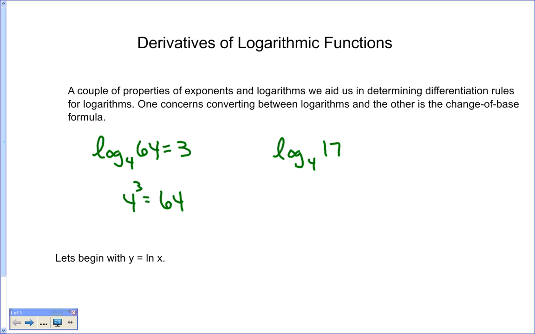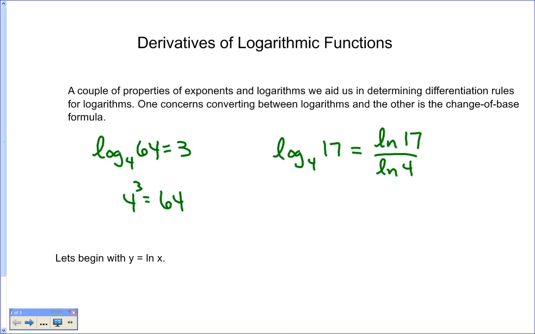So here we're going to change the base from base 4 to base e, the natural log. So the log of 17 base 4 can be written as the natural log of 17 over the natural log of 4. And then we could simply plug those into our calculator and evaluate.